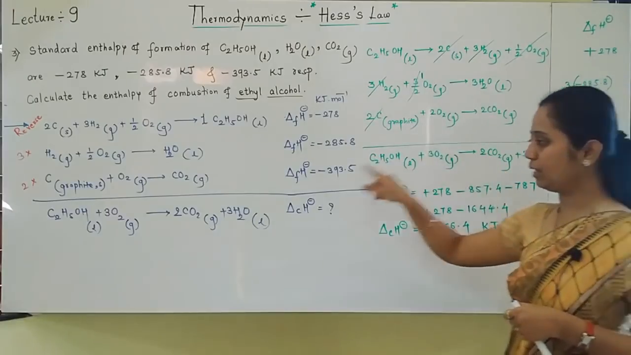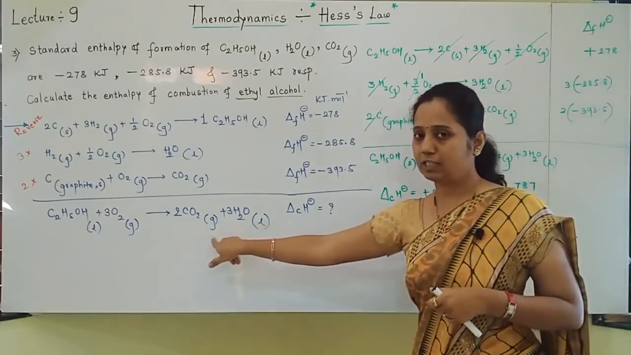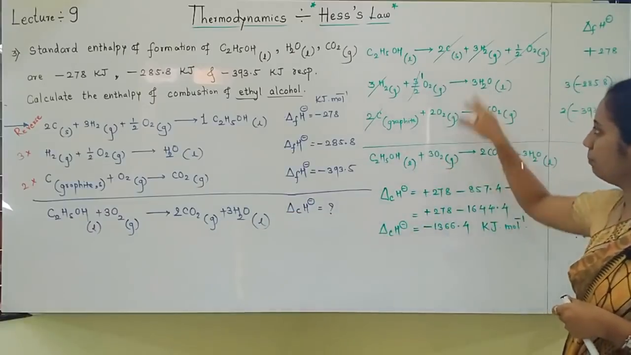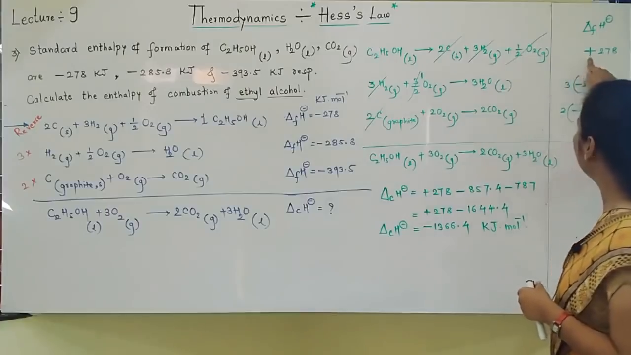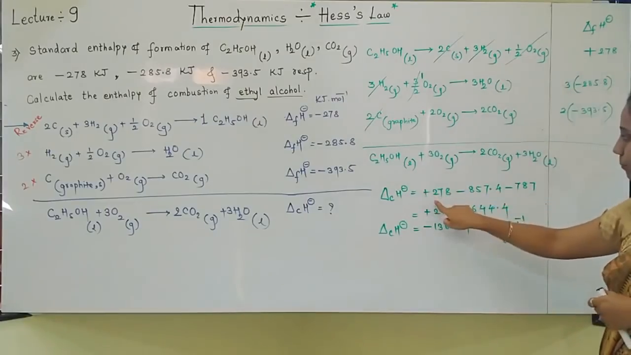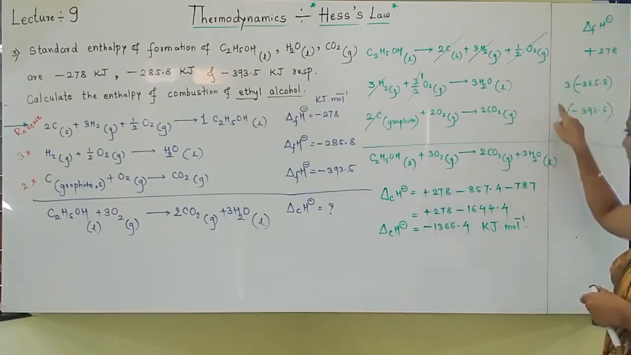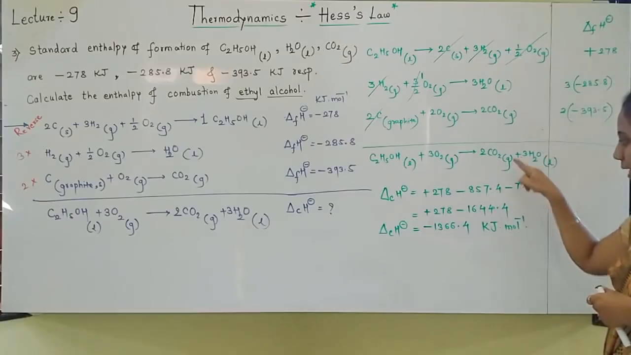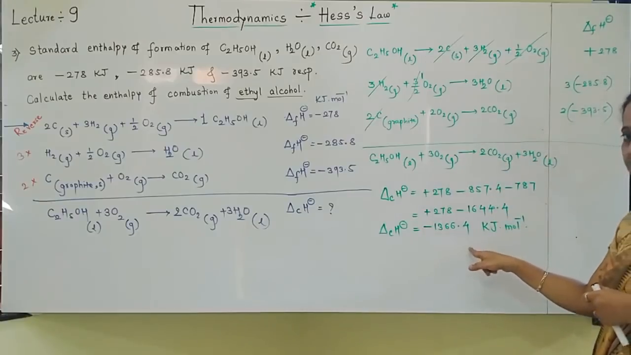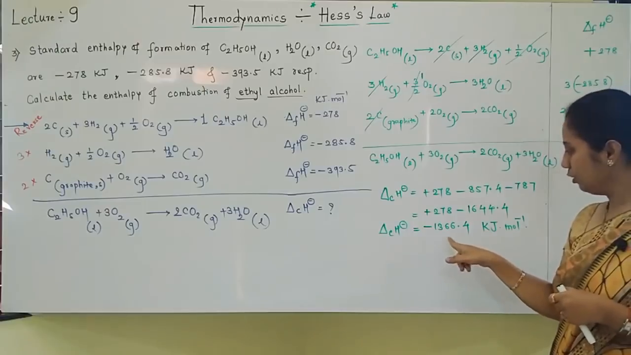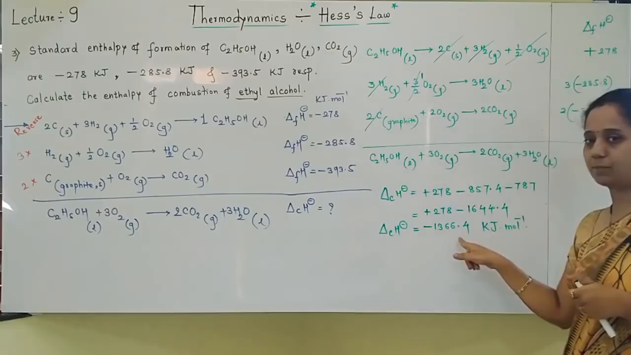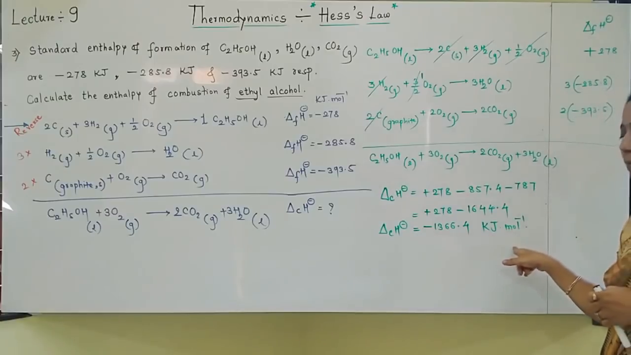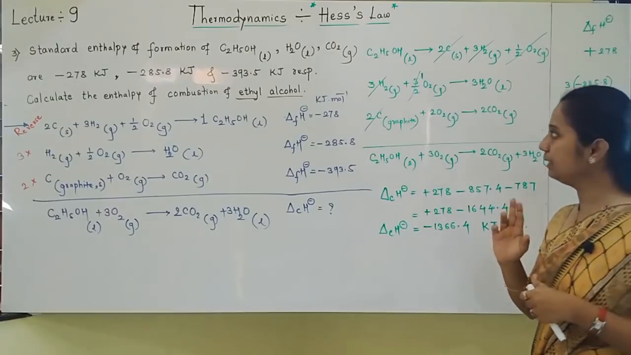Common things cancel out and write the rest. I got the same equation as the one given, by cancelling the common things. Now this value, the first value I reversed and wrote. The next values I multiplied by 3 and by 2. Do the calculations and you will get this answer. Check your answer. Your answer should be minus 1366.4 kilojoule per mole.